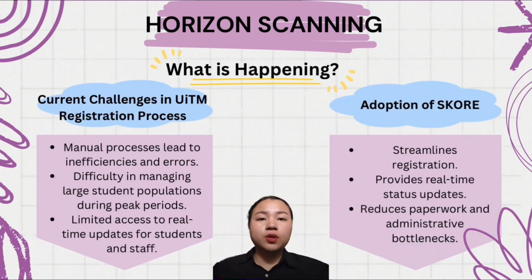Next, let us discuss what is currently happening in UiTM's registration process. Manual processes have long been a challenge, often leading to inefficiencies, delays, and errors during peak registration periods. These challenges not only create frustration for students, but also put a strain on the administrative staff. SKOre addresses these issues by streamlining the registration process. It provides real-time status updates to students and staff, reduces paperwork, and eliminates many of the bottlenecks associated with traditional workflows.